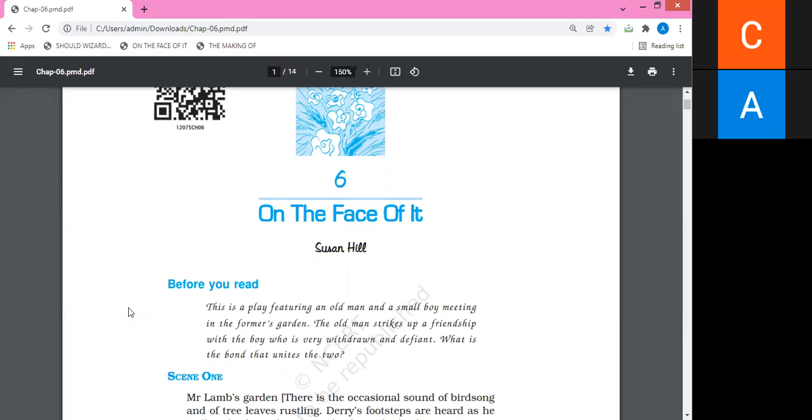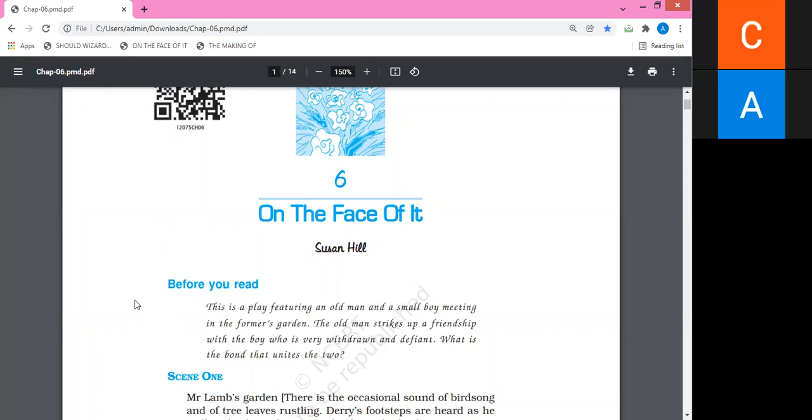So now, before moving forward, let us look at the theme of this particular chapter. The theme of this chapter, particularly this play, highlights a very important, very significant theme. It highlights sense of loss, sense of isolation. I think very clear up to this particular point.